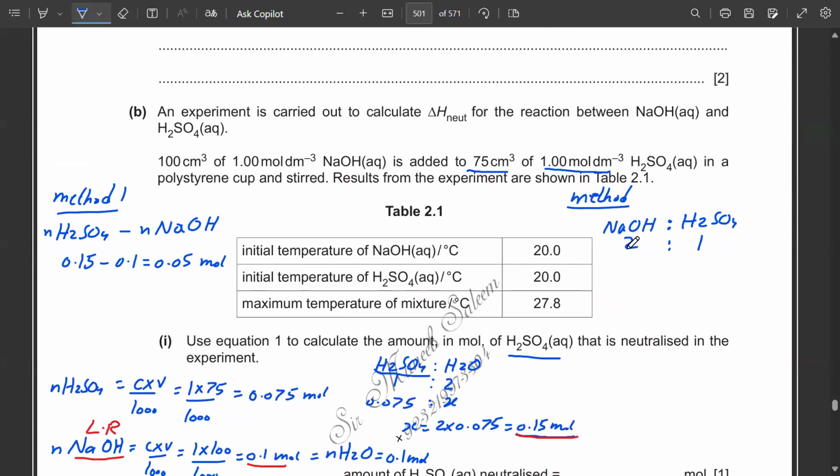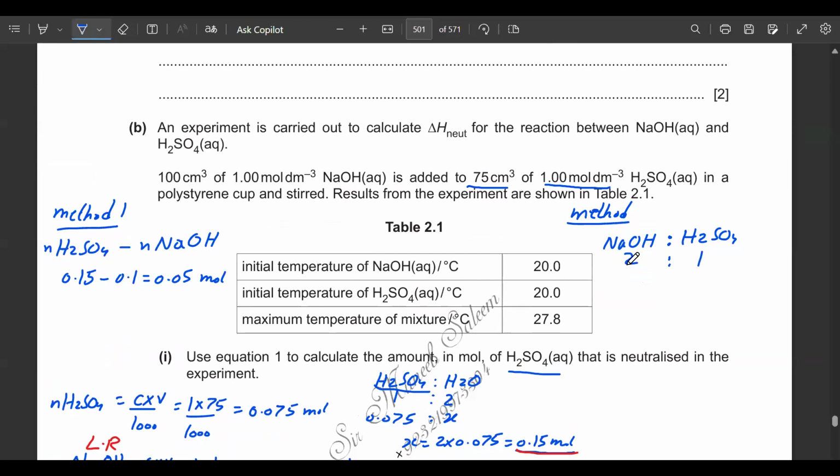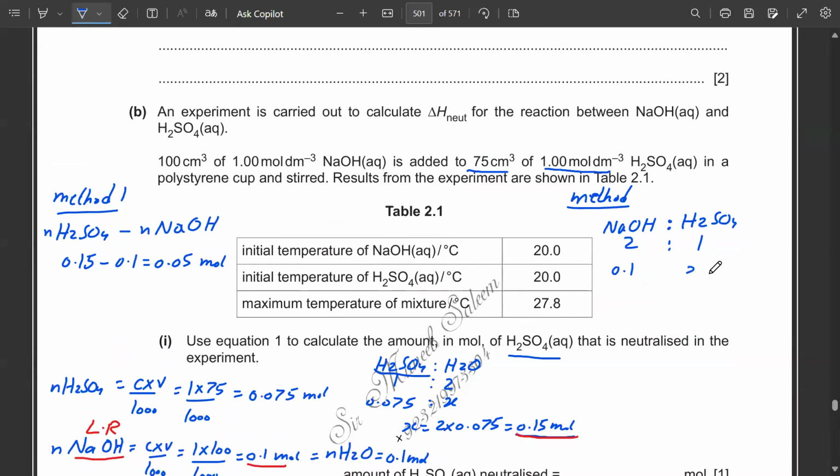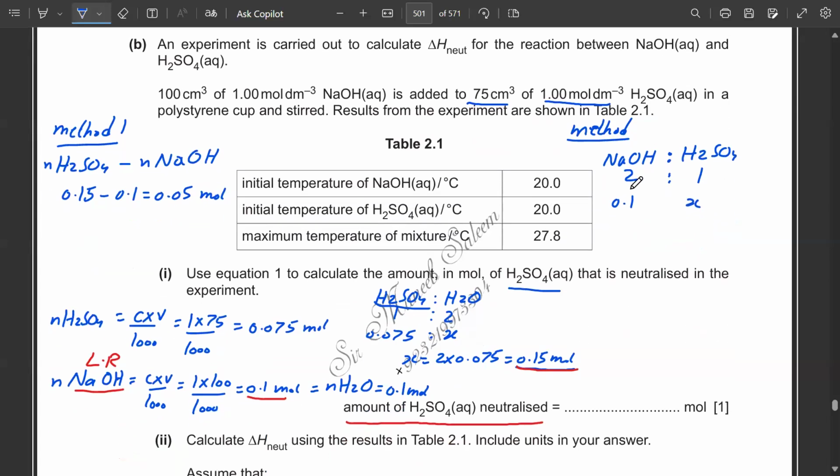Now these values were calculated. We had the limiting amount of NaOH as 0.1, but that's what we have to find for H2SO4. That becomes X over here, since that's the neutralized amount of H2SO4. So X will become 0.1 divided by 2, that is also 0.05 mole. So you now have these two methods, and both give you the same answer. You can apply these concepts in every sort of enthalpy of reaction question. So it will be 0.05 mole.